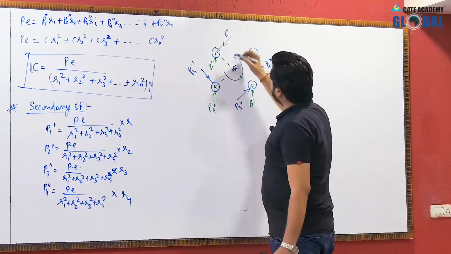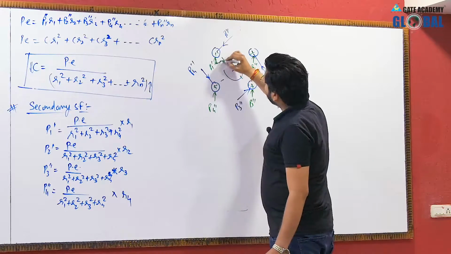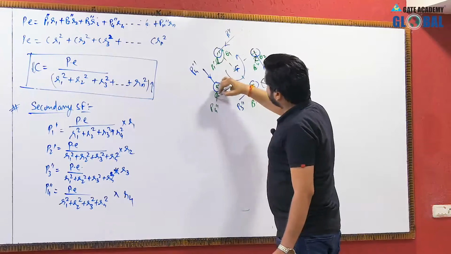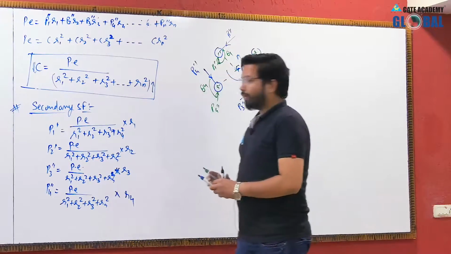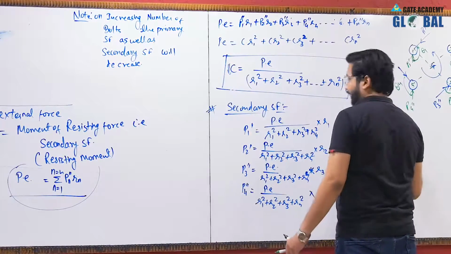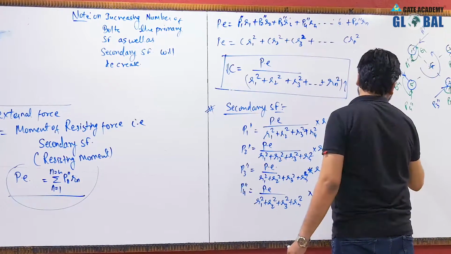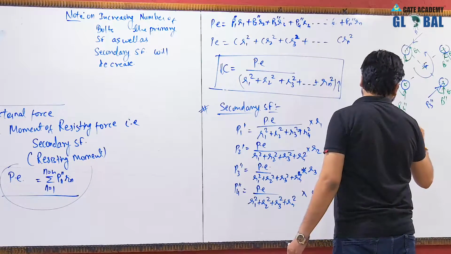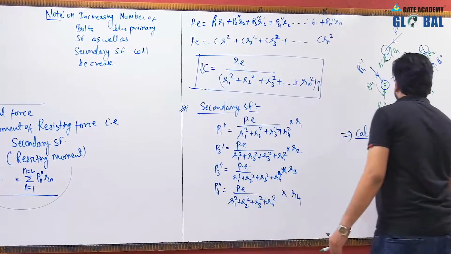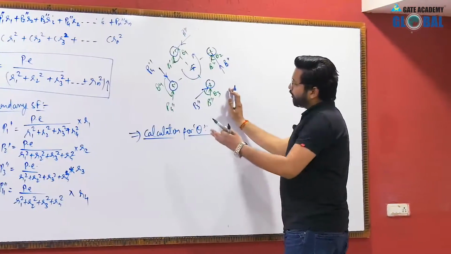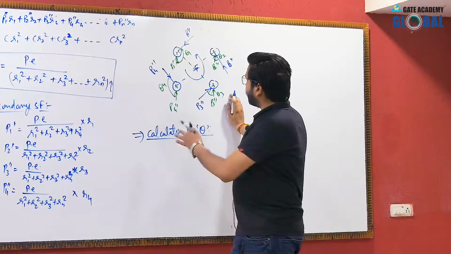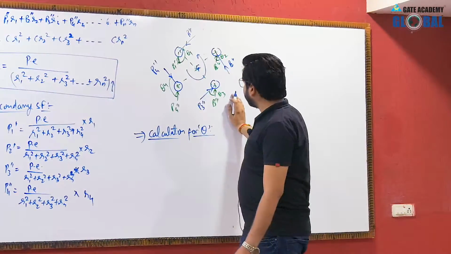Now here the angle between the primary and secondary shear forces is, let us say, this is theta 1, this is theta 2, this is theta 3 and this is theta 4. Now the value of theta is to be calculated. So the next step is calculation for theta. Theta 1, theta 2, theta 3, theta 4 up to theta n can be calculated by using simple trigonometrical analysis. So this value will be coming out from the trigonometric analysis.